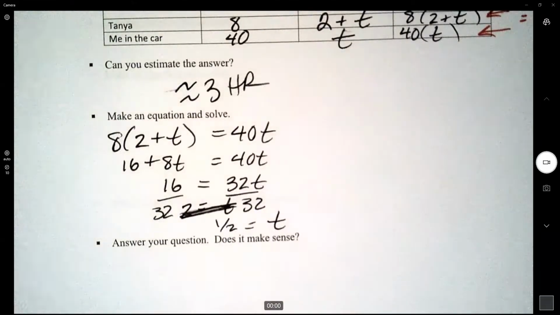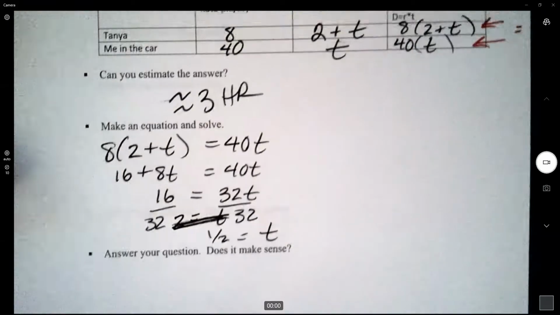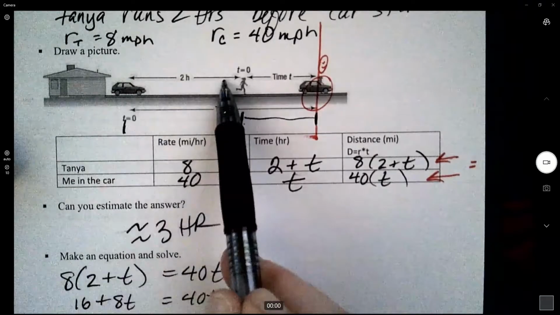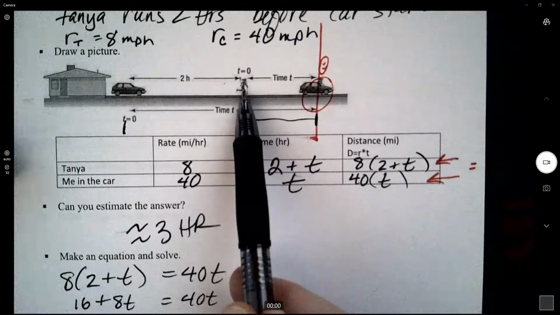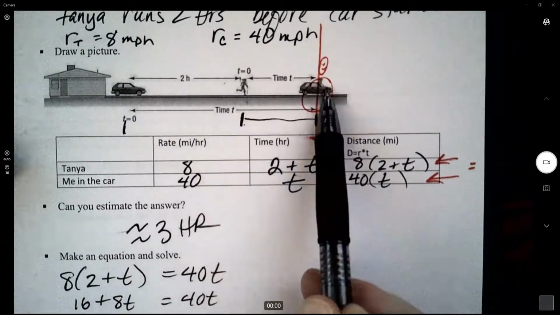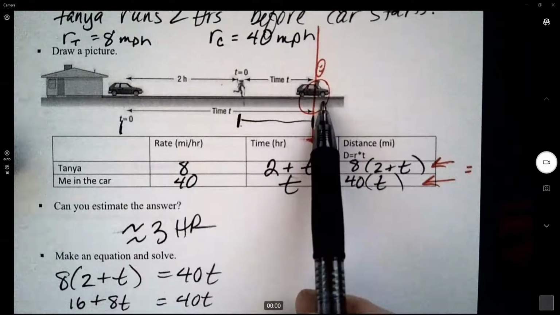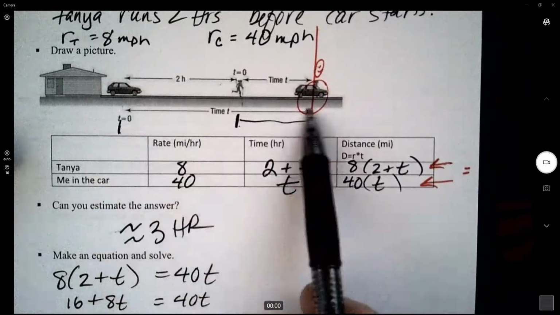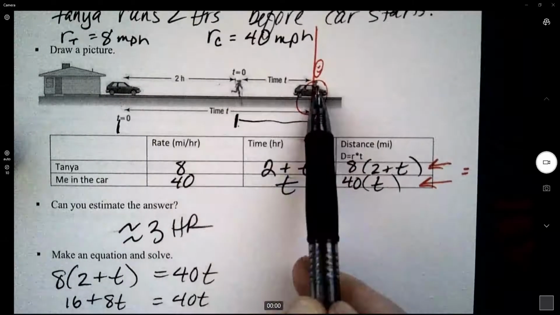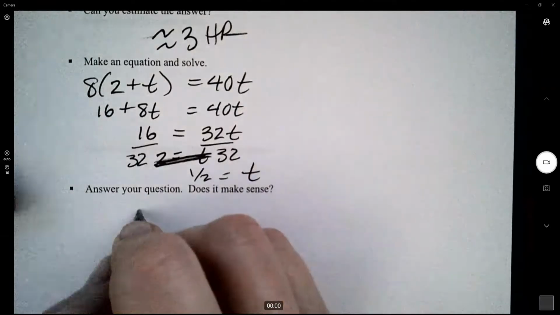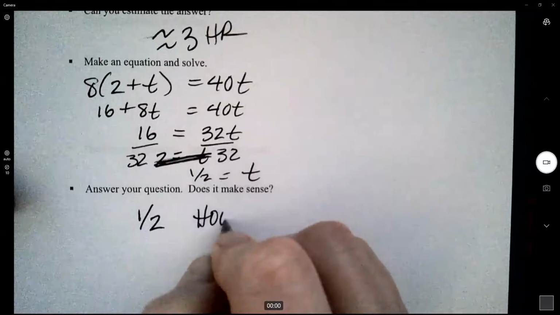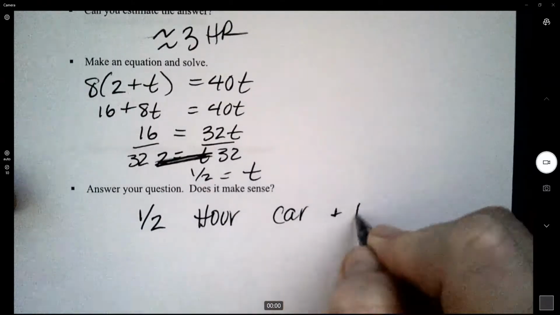So if t is 1/2, does it make sense? It does make sense, because if the car was traveling already to where Tanya was before, that took her 2 hours by running. It's only going to take another 1/2 hour before the car reaches her. So a total of a 1/2 hour of time for the car, but 2.5 hours for Tanya. So the total time that it takes is a 1/2 hour for the car and Tanya to meet.